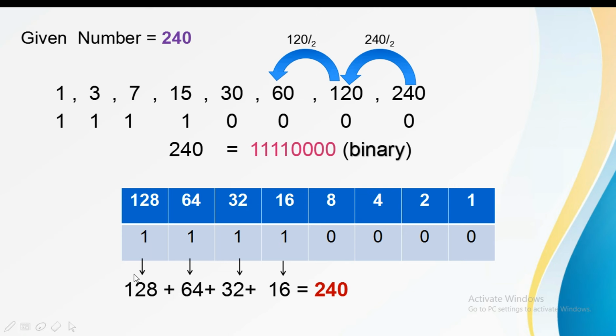Tuta add 1 ya kwanza, that is 128 plus 64 plus 32 plus 16. We have only 4 ones. These are the numbers. When you add this number, you will get a total of 240. That is the number that we were given. So meaning that this binary number is correct.